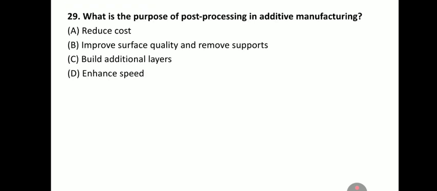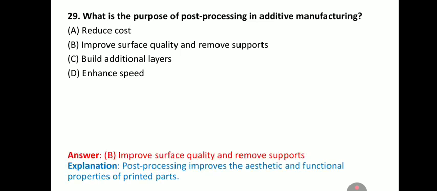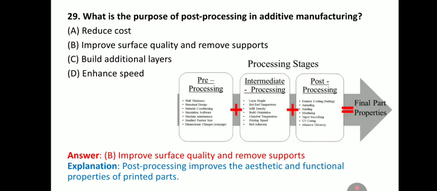Next question, what is the purpose of post processing in additive manufacturing? The answer is it improves surface quality and removes support. So this is the entire process, like pre-processing is there, then intermediate processing, and after that post-processing.